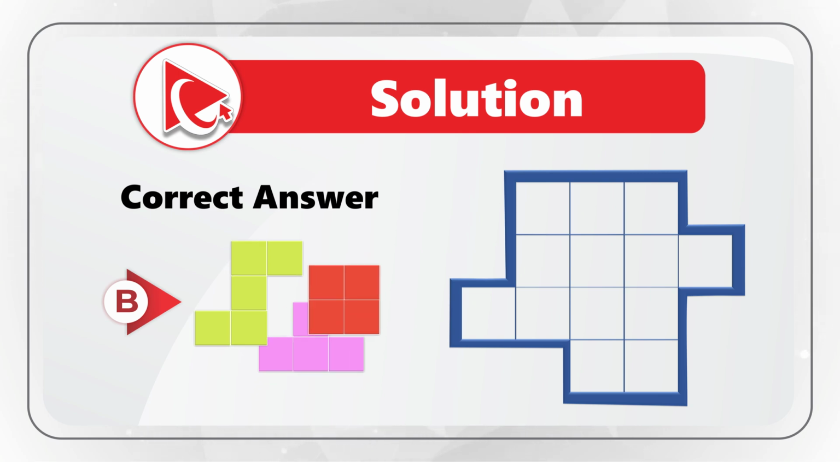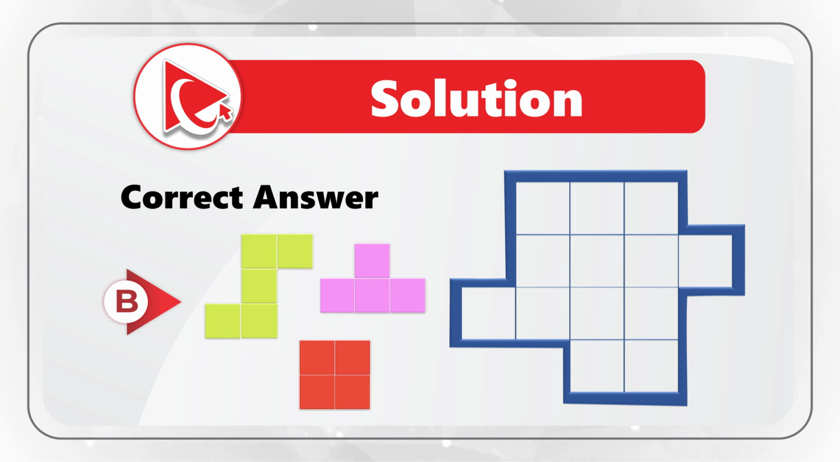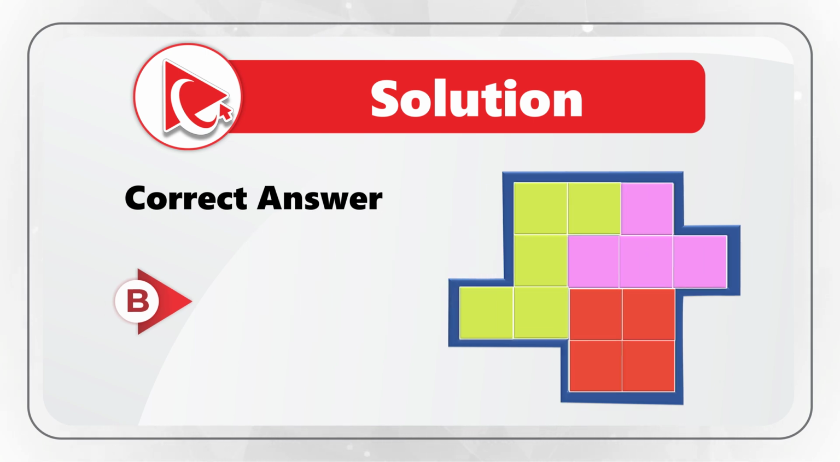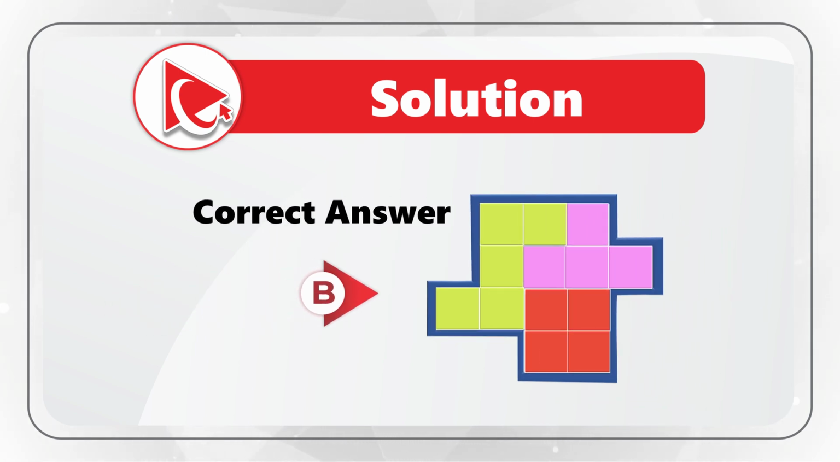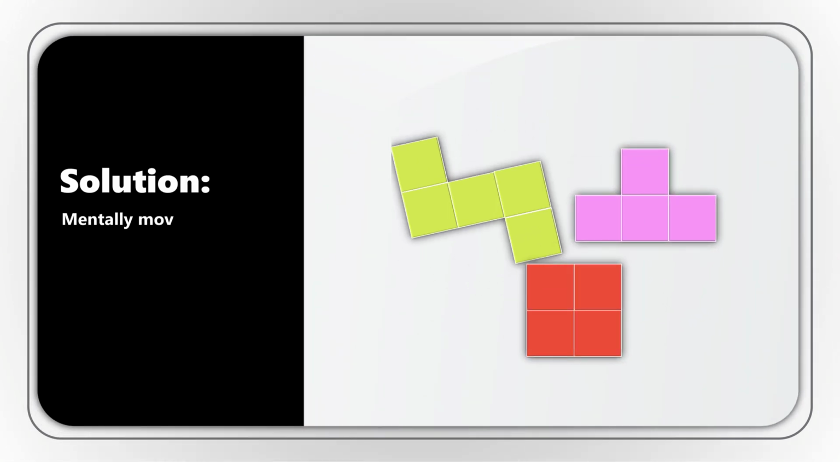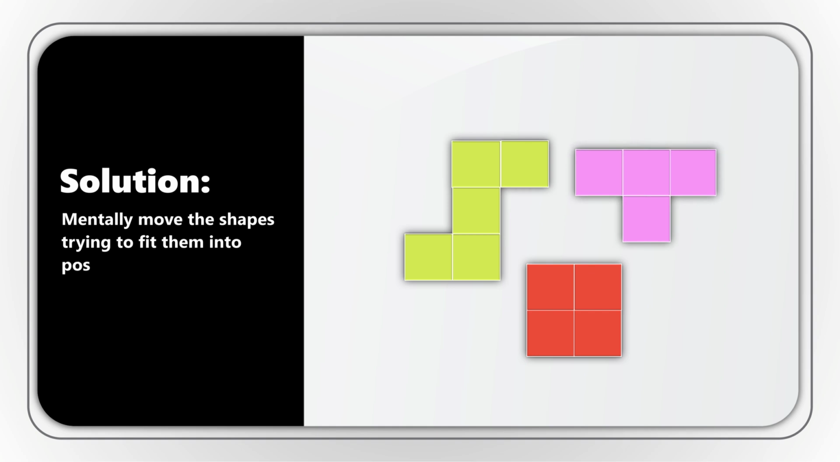If we rearrange shapes in the answer and try to fit them in one by one, we get the perfect fit. Let's fit the first shape, second shape, and then the third shape. Do you see how it fits perfectly? Obviously, the trick is to mentally move the shapes, trying to fit them into position until you find the correct answer. And it's hard to do it during the test.